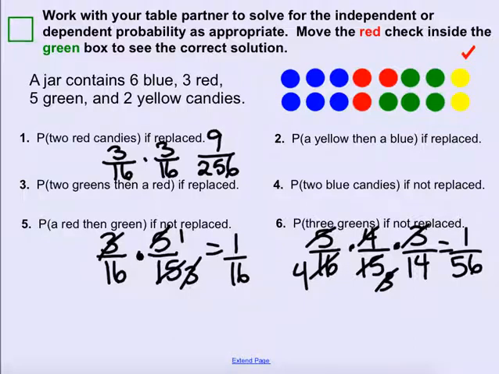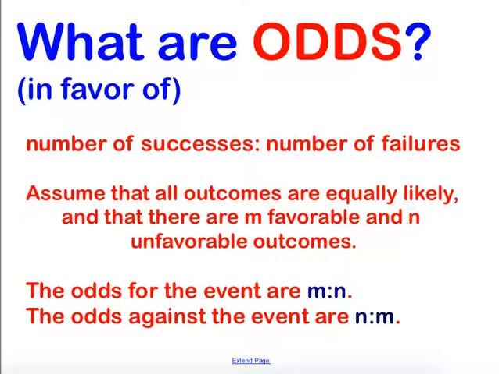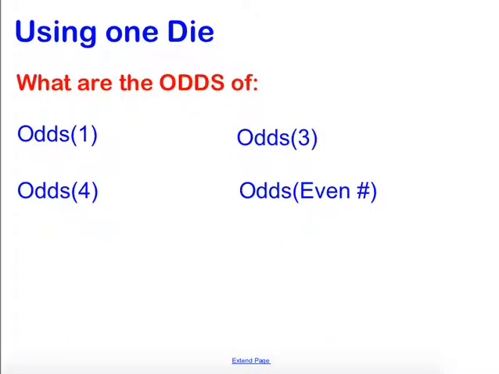Now, the last part of this is about odds. And really, this is just a ratio. Number of successes to number of failures. Or you could say number of favorable outcomes to number of unfavorable outcomes. So we assume that all outcomes are equally likely, and if we have m favorable and n unfavorable, well, then the odds are m to n, and the odds against are n to m. Okay, let's try a couple of these.